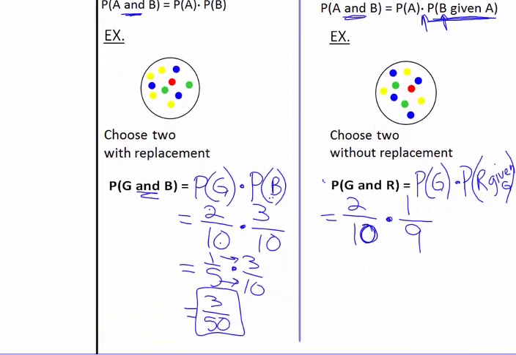So now we multiply, or you can simplify first. The 2 over 10 is the same as 1 over 5 times 1 over 9, which is 1 over 45. So the probability of getting a green and red without replacement is 1 out of 45.